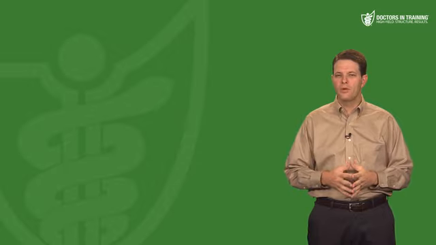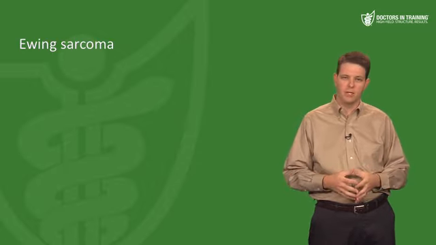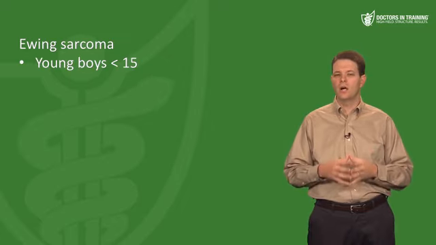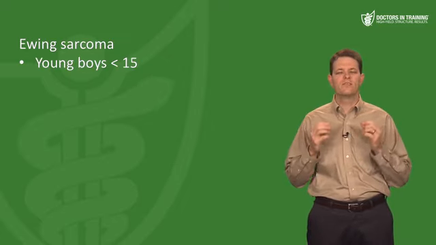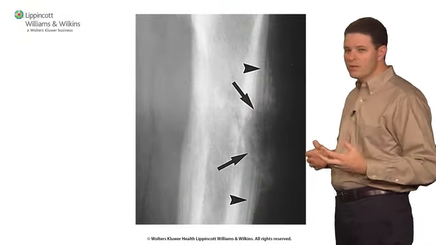One last primary bone tumor to mention is Ewing sarcoma. Again, sarcomas are malignant by definition. Ewing sarcoma occurs in young boys under 15, and it's extremely aggressive. Ewing sarcomas tend to grow on the surface of the cortical bone, along the shaft of the long bones.